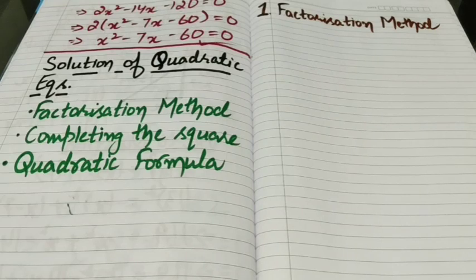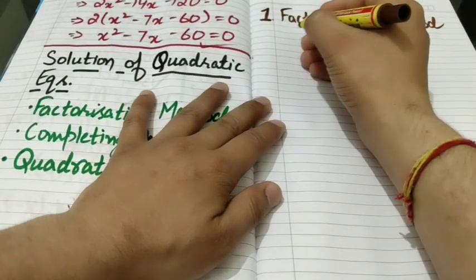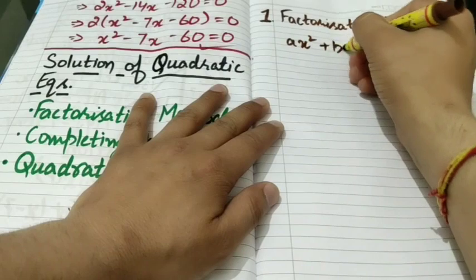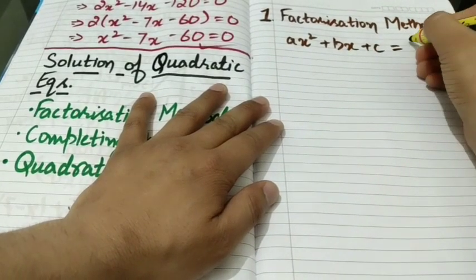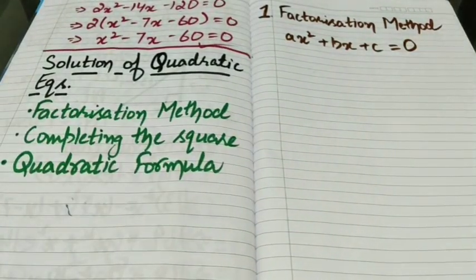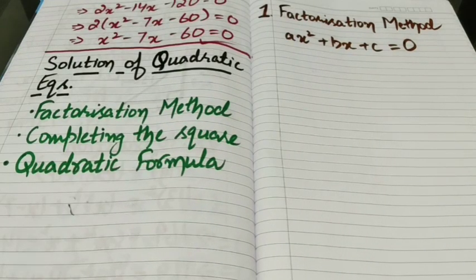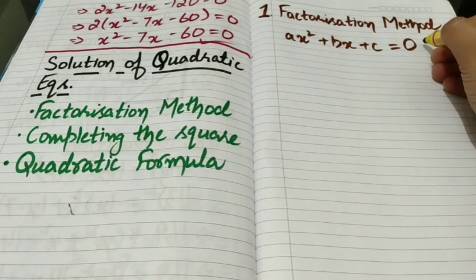First, we will discuss the factorization method of solution of quadratic equations. Let us consider we have an equation ax square plus bx plus c equals 0. This is the general form of a quadratic equation in which a, b and c are real numbers and a is not equal to 0.